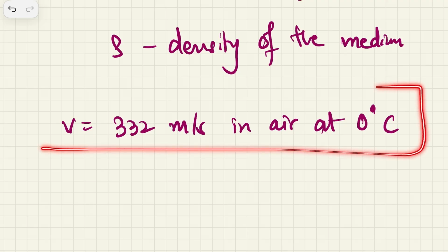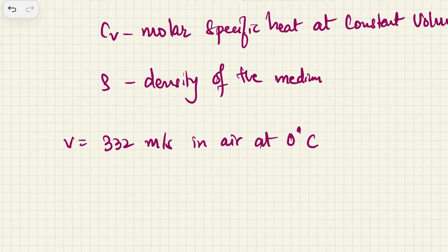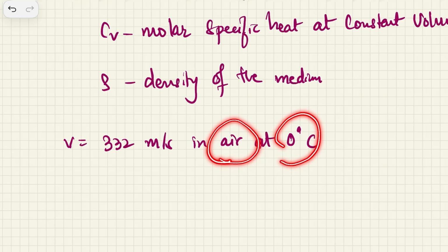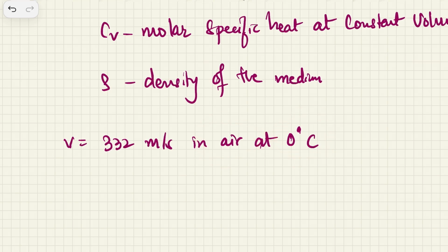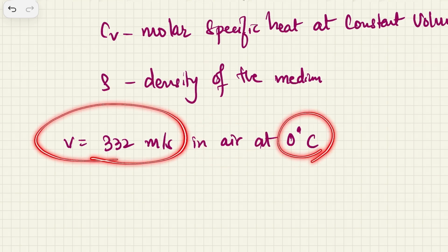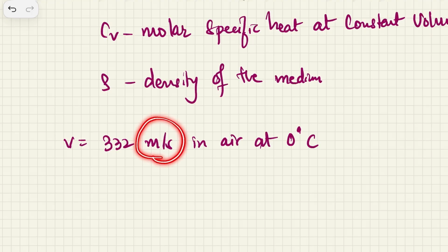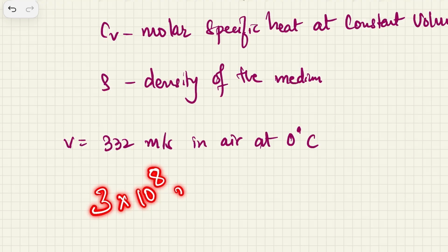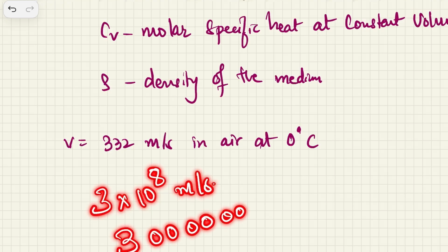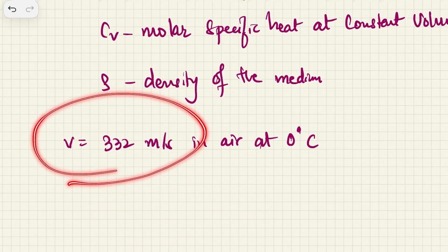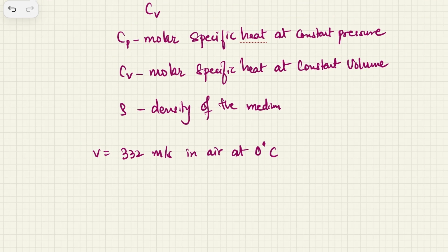Then comes the velocity of sound in air at 0 degrees Celsius. Remember, the medium actually affects the velocity of sound, and temperature also affects it, so that's why I've written here that the velocity in air at 0 degrees Celsius comes out to be 332 meters per second. This is in meters per second, which is way less than the velocity of light, that is 3 into 10 raised to 8 meters per second, which is a lot of meters per second. So sound travels much slower than light.